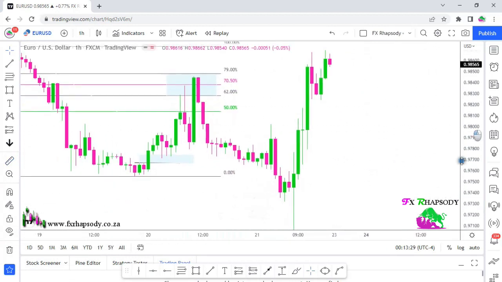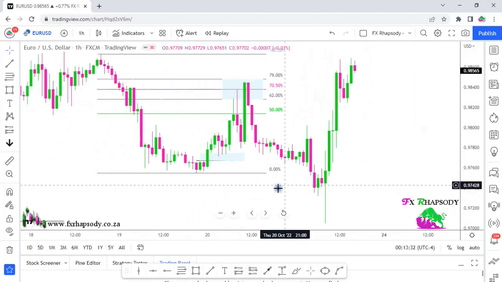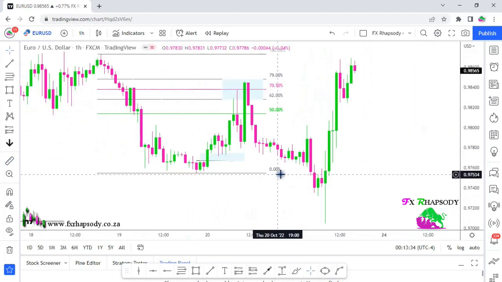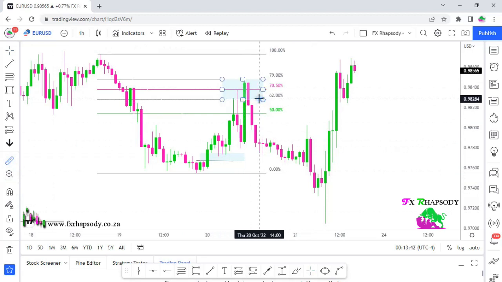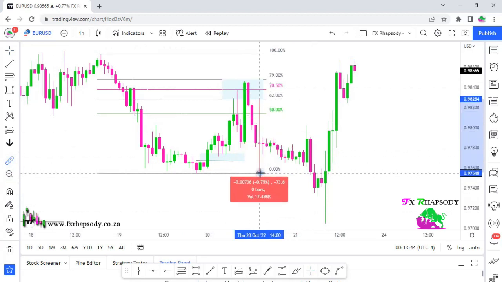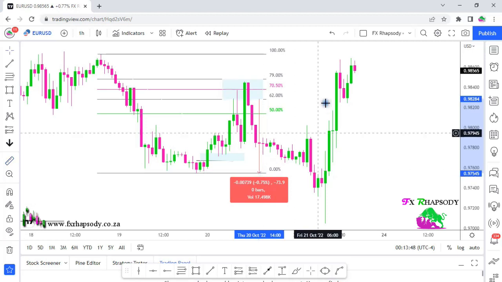So where does your exit lie? Normally your first target is always behind this Fibonacci, the 0. That's your first target, because that area from here, from the 62 to about the 100% or the 0, that's already 70 odd pips. That's your first target.